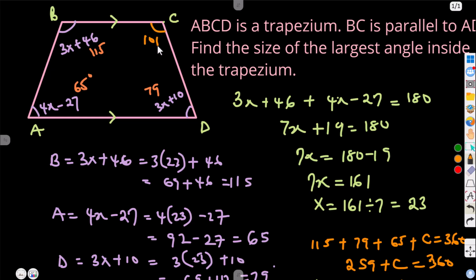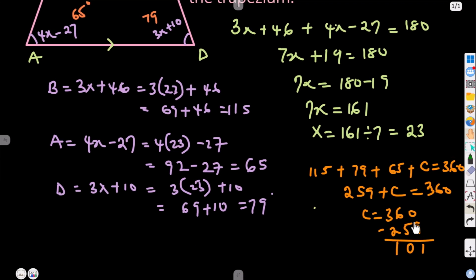So again, if you look at all the 4 angles, you could see that the greatest possible angle here will be this angle here, which is 115. So you come down here and put your final result. So we know that the largest possible angle is 115 degrees. Okay. All right.